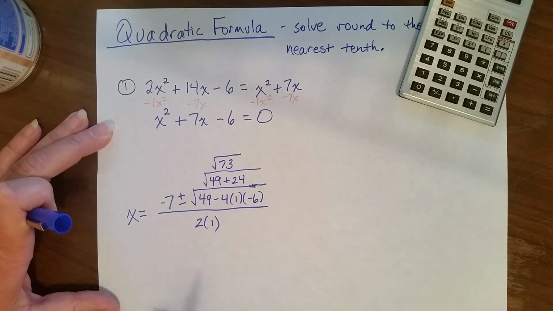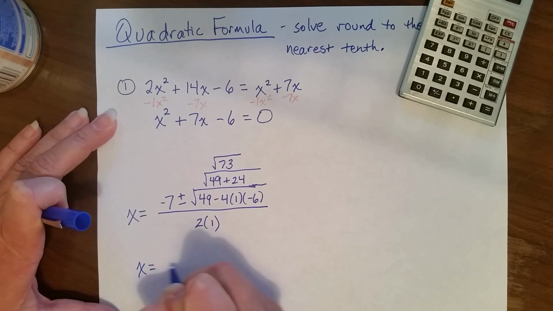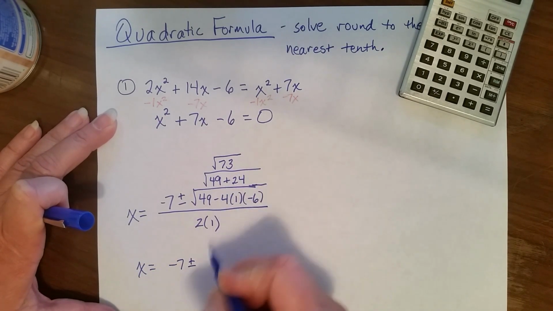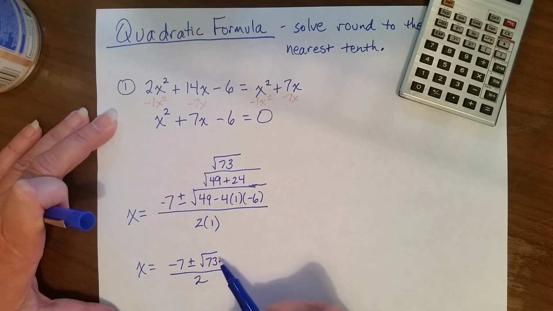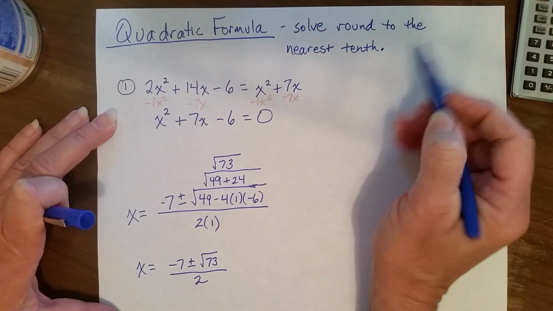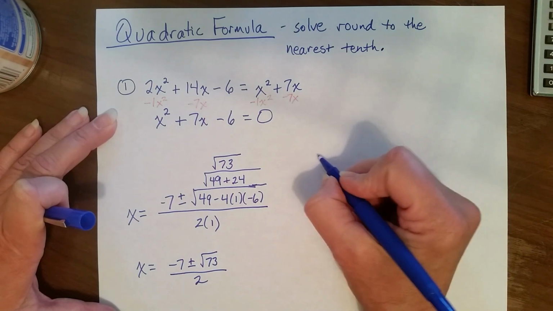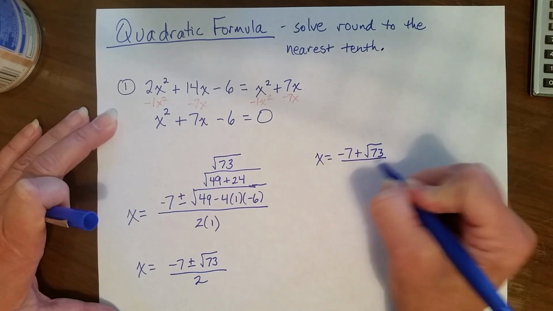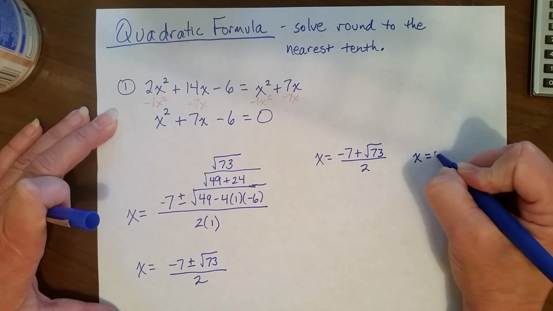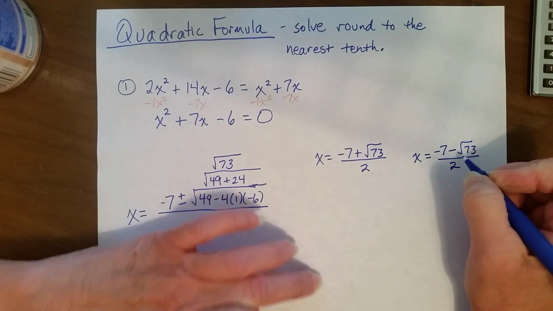Okay, so now we've got two answers. We have x equals -7 plus or minus the square root of 73 divided by 2. Now I'm not going to simplify this radical. What I'm going to do is find decimal approximations to the nearest tenth. So I have x equals -7 plus the square root of 73 divided by 2, and x equals -7 minus the square root of 73 divided by 2.